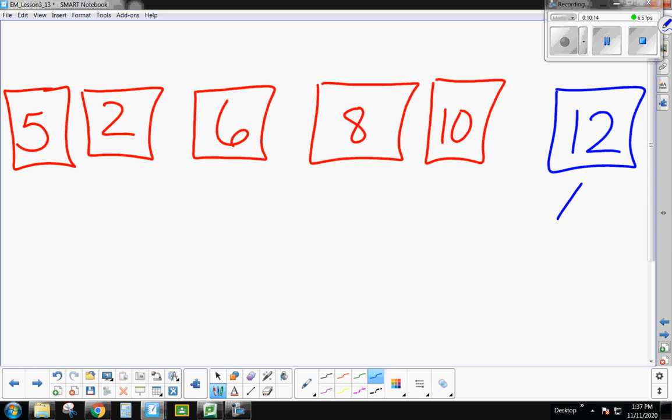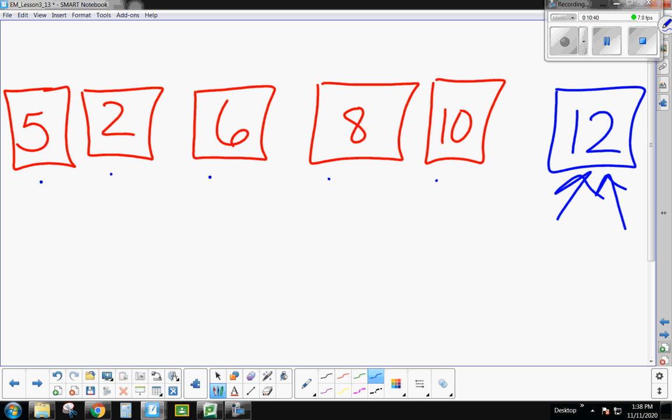That is my target number. I am going to try to make the number 12. Now, I'm going to use these cards to help me make 12. And I have to use at least two of them, but I can do even more than that. Now, the object of the game is to collect as many cards as you can. The person that uses and collects the most cards wins the game.